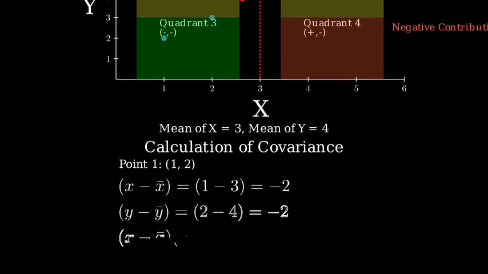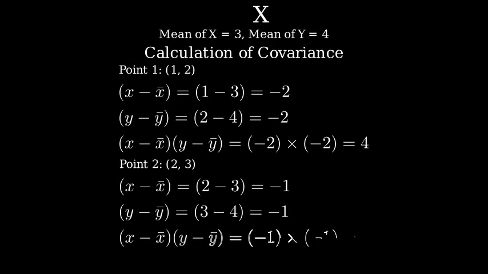For the first point, (1, 2), the x value is 1, which is 2 less than the mean of 3. The y value is 2, which is 2 less than the mean of 4. So the product (x minus x bar) times (y minus y bar) is minus 2 times minus 2 equals 4. For the second point, (2, 3), x is 1 less than the mean, and y is 1 less than the mean. The product is minus 1 times minus 1 equals 1.